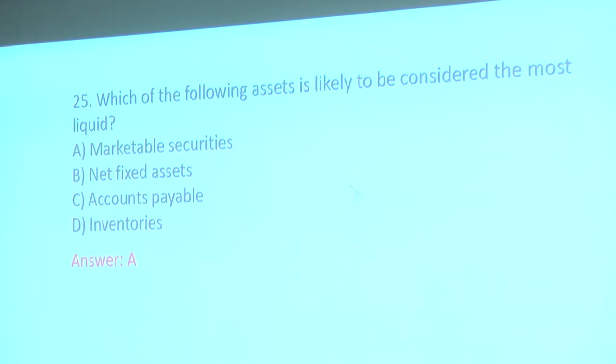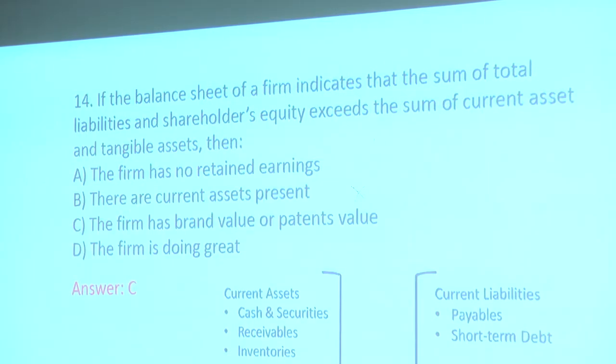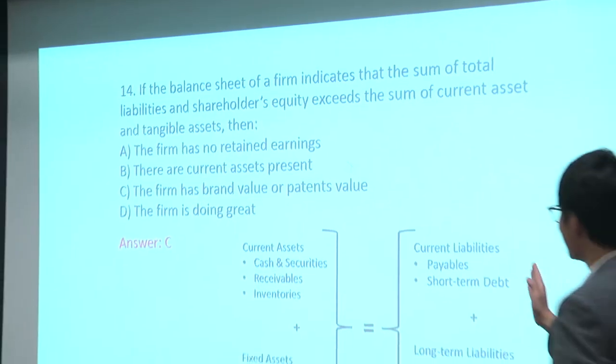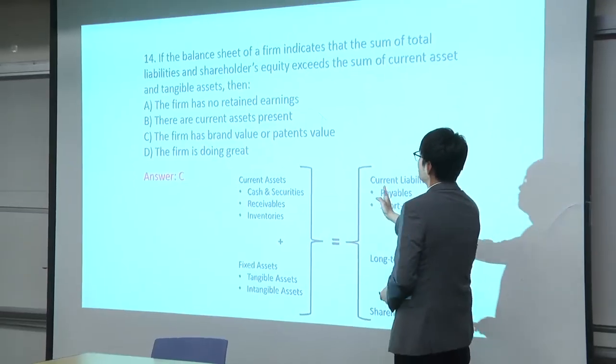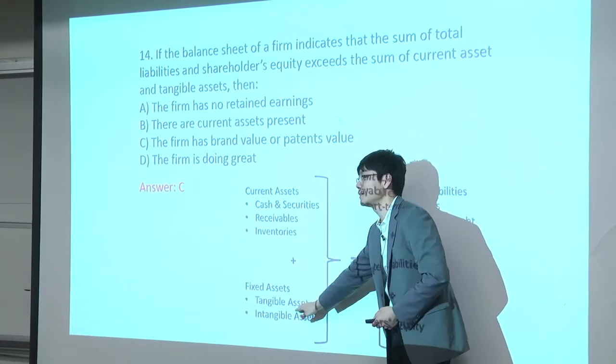Which of the following assets is likely to be considered the most liquid? Marketable securities. Why? It has a first rank on the balance sheet. You see that the left-hand side of the balance sheet is about assets. But how do we list those items? From the most liquid one to the least liquid one.